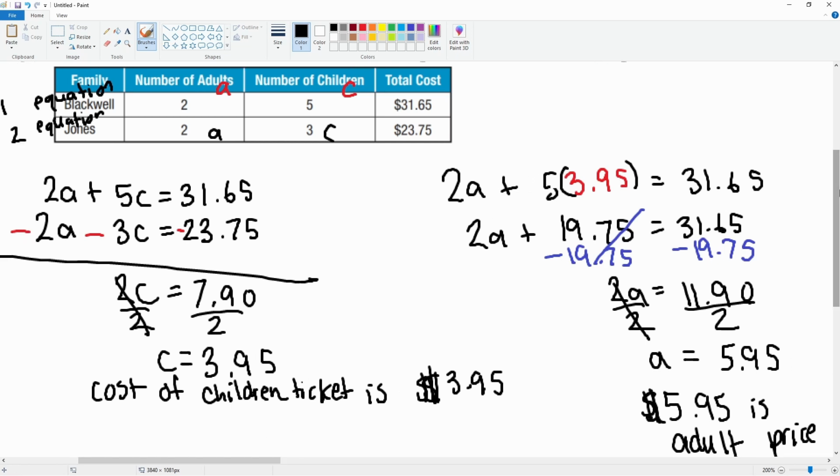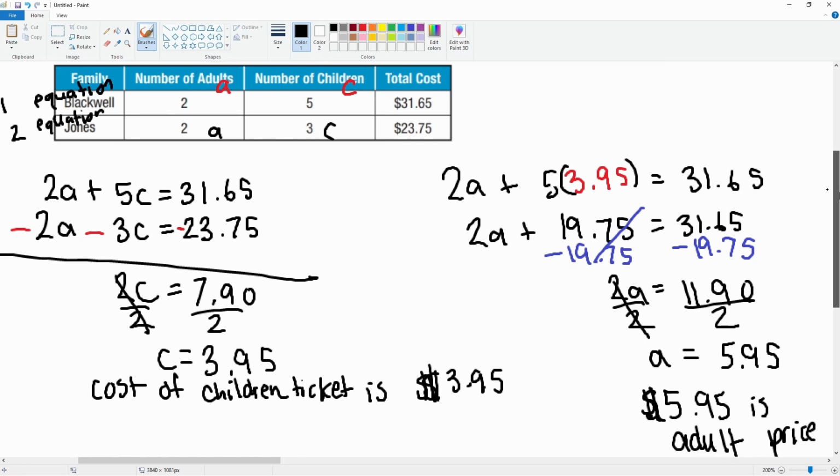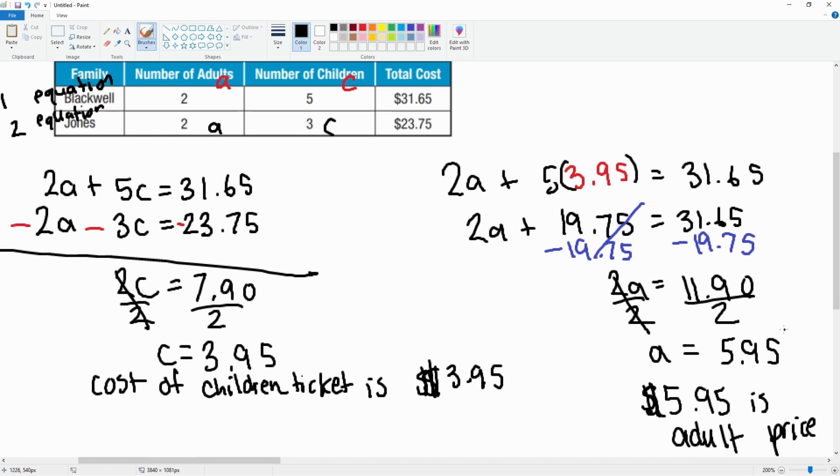You have to set up the system and solve it with elimination. Be careful when you do the algebra to make sure you don't mess up the decimal.